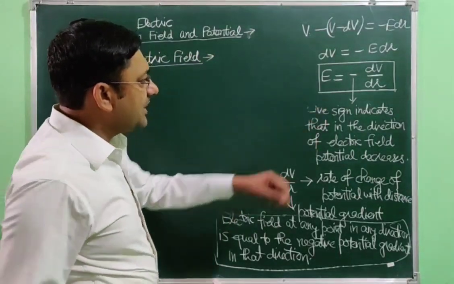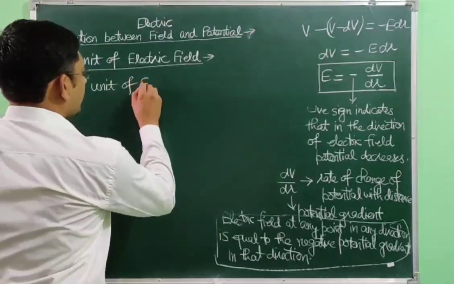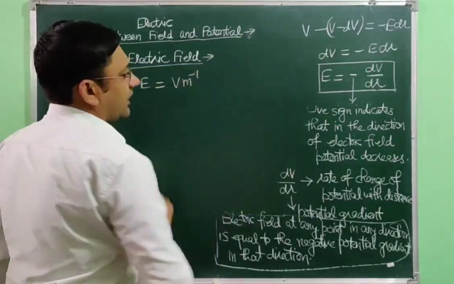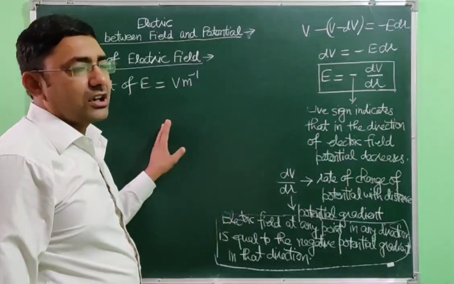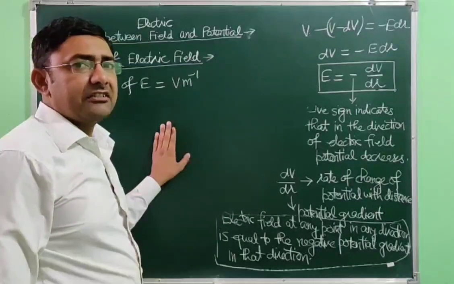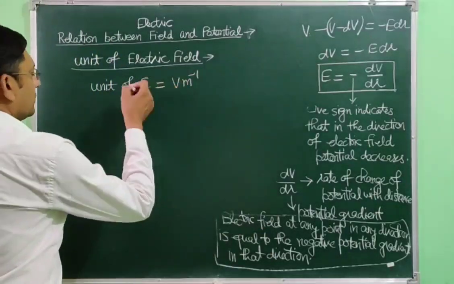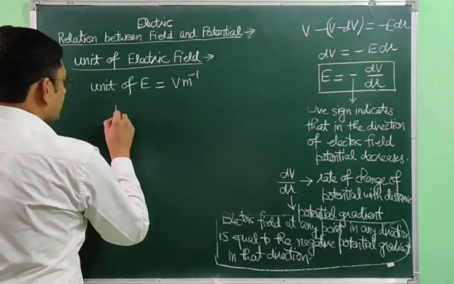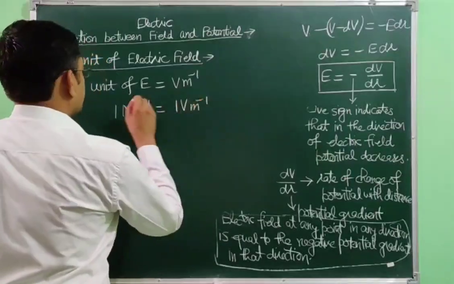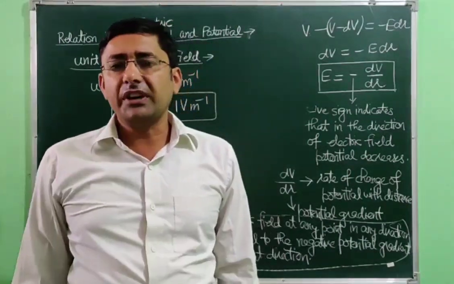So what will be the unit from here? So unit of E equals volt per meter. And in chapter 1 I have told you another unit for electric field, from the definition of electric field, E equals F over Q, and that was Newton per Coulomb. So the relation between these two units: 1 Newton per Coulomb equals 1 volt per meter. So this is the relation between the two units of electric field.